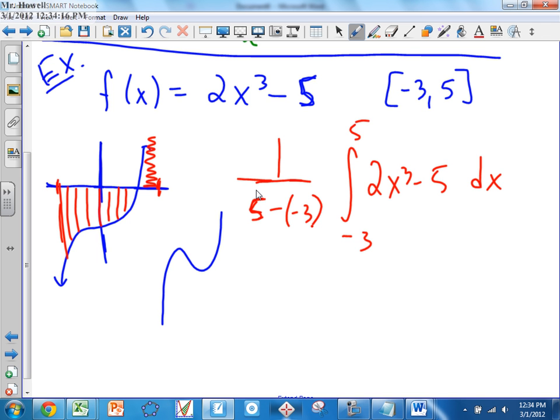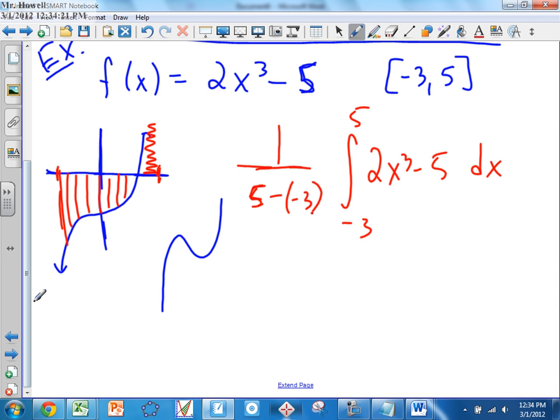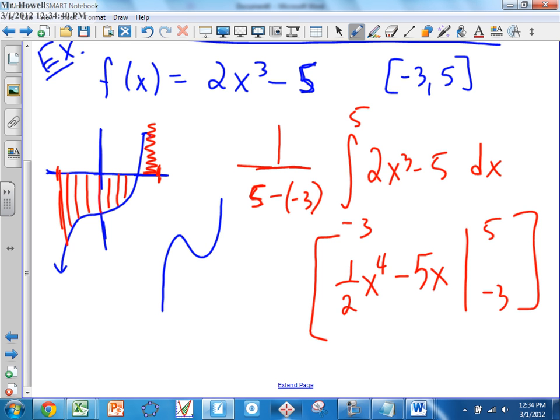If I didn't put that, let me go back, and if I didn't? Yeah, I did, okay. All right, now the integral of this becomes x to the 4th over 4, but there's a 2 over 4, which makes it 1/2, really, again. This is really 1/2 x to the 4th, minus 5x from 5 to negative 3, all of this, times 1 over 8. Again, don't forget the 1 over 8 in front. 5 minus negative 3 is 8.